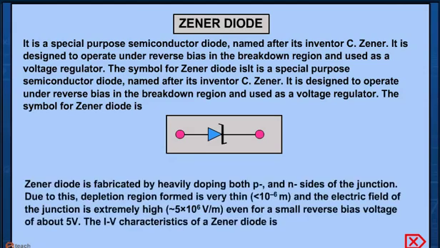The Zener diode is fabricated by heavily doping both the P and N sides of the junction. Due to this, the depletion region formed is very thin, of the order of 10 to the power minus 6 meter, and the electric field of the junction is extremely high, approximately 5 x 10 to the power 6 volts per meter, even for a small reverse bias voltage of about 5 volts.